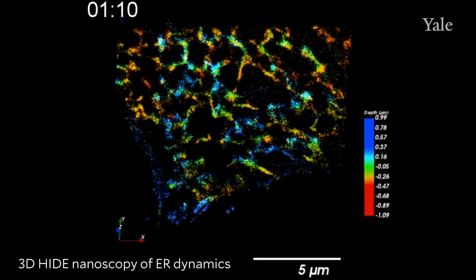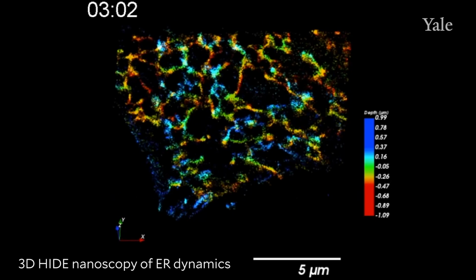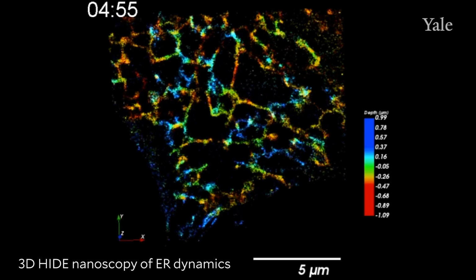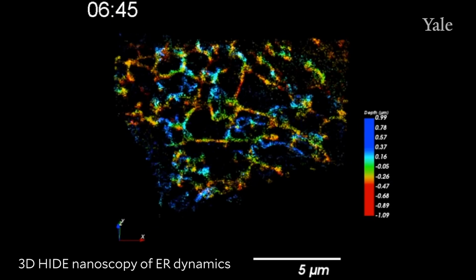For instance, we're really interested in the endoplasmic reticulum, or ER. This is where proteins are made and subsequently sorted. Now, using our HIDE probes, these high-density lipid probes which spontaneously blink, using these lipid probes, we can now see the ER for tens of minutes. We see these wonderful processes.